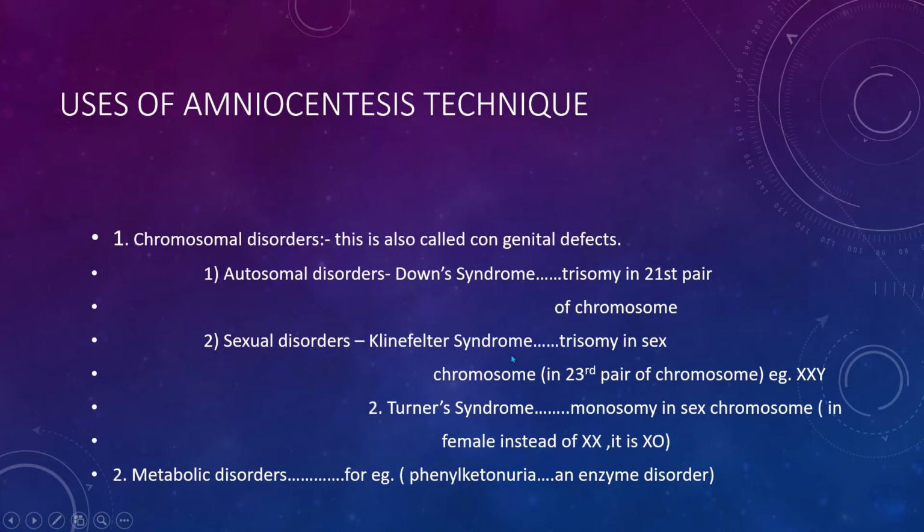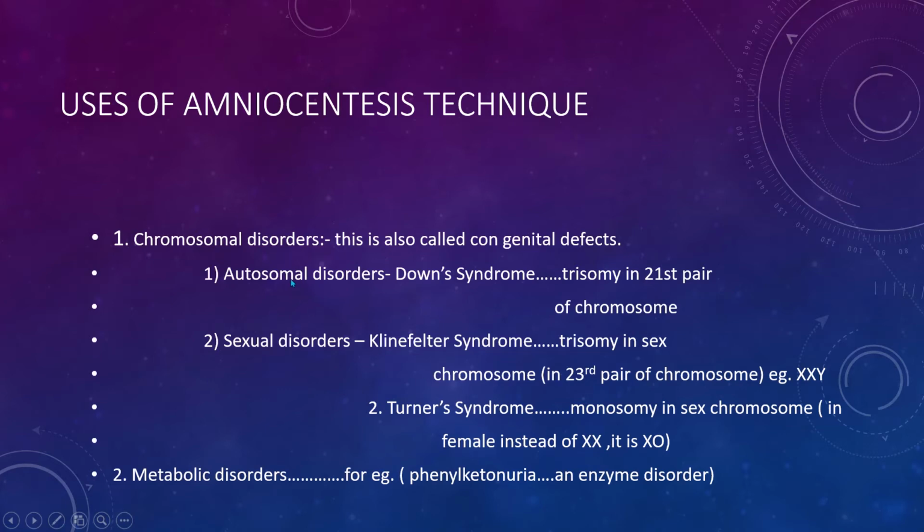One more very common sexual disorder is Turner syndrome. In this, monosomy occurs in the sex chromosome. Monosomy, mono means one. Instead of a pair, only one chromosome is present. This is a female. Instead of XX, it is X and 0. No chromosome is there for pairing. Only a single chromosome is present. We are talking about the 23rd pair of chromosomes. So this is called Turner syndrome.